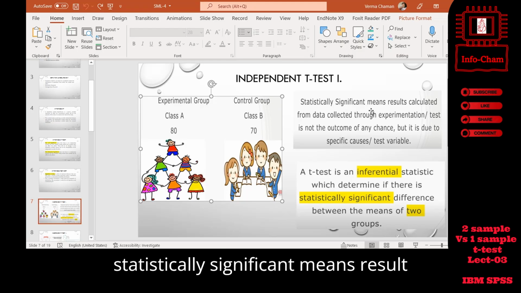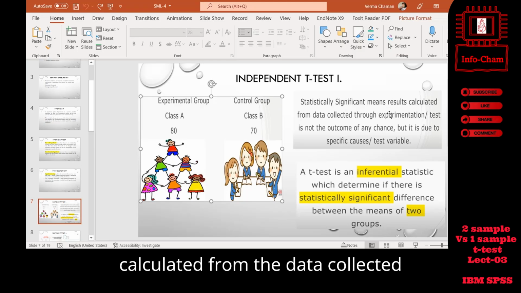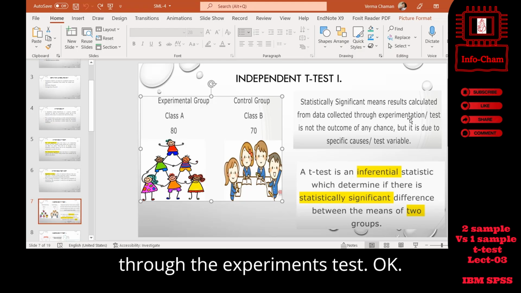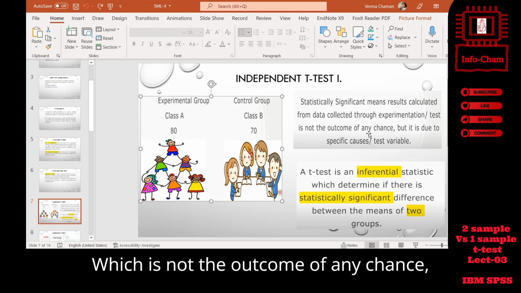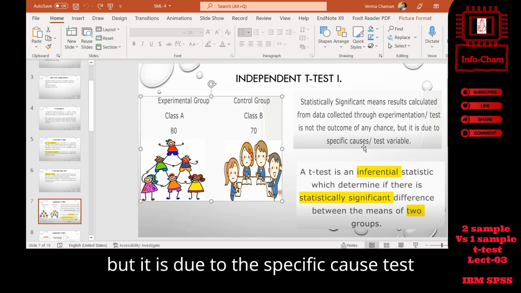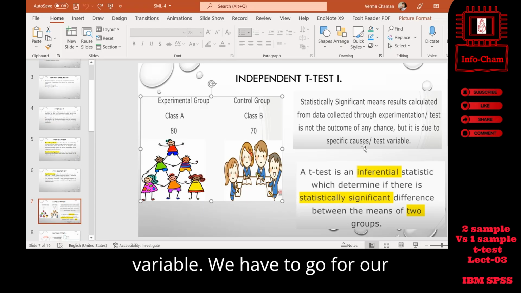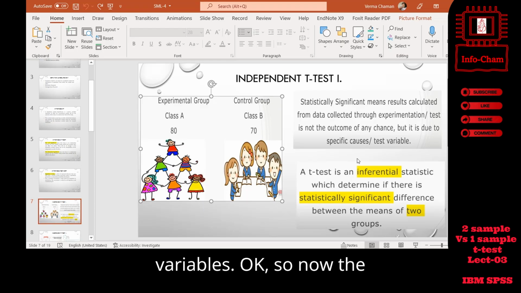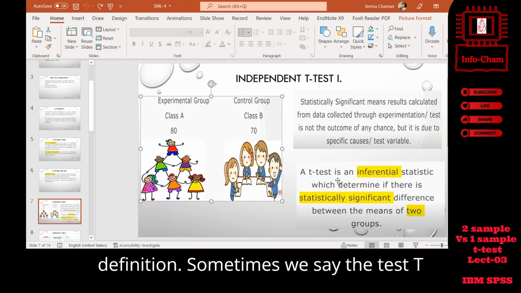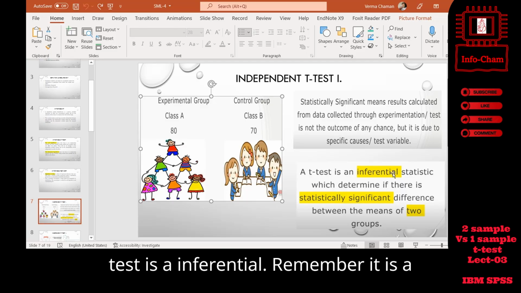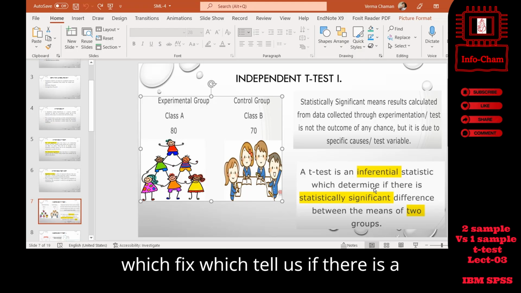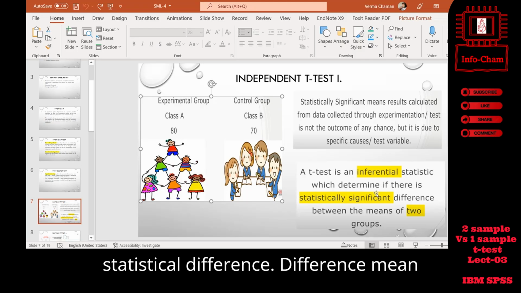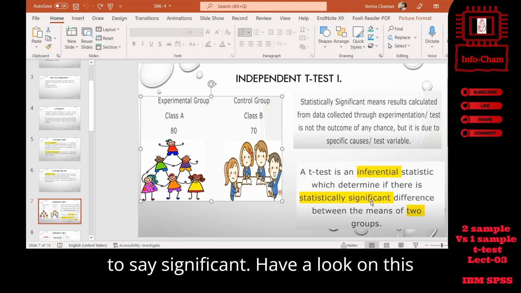Statistically significant means the result calculated from the data collected through the experiment is not the outcome of any chance, but is due to a specific cause, the test variable. We have to go for our variables. Now the definition: the t-test is an inferential statistic, remember, which tells us if there is a statistical difference. Difference means significant.